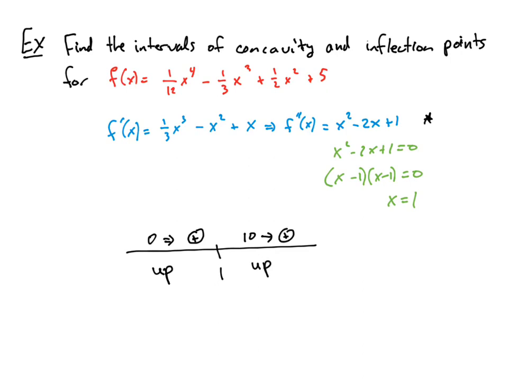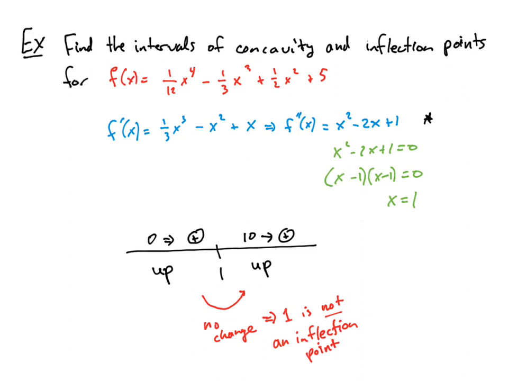And again, this is concave up. Because there's no change in concavity here, that means that 1 is not an inflection point. Remember, a value is only an inflection point when it changes concavity at that point. Because we're concave up to the left and to the right of 1, it is not an inflection point.